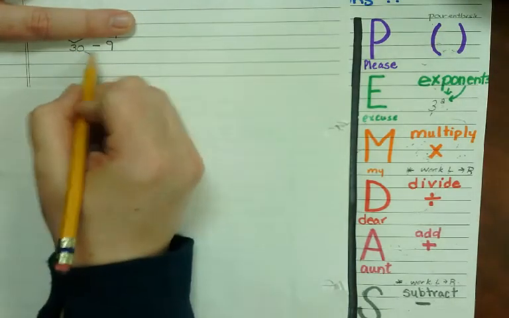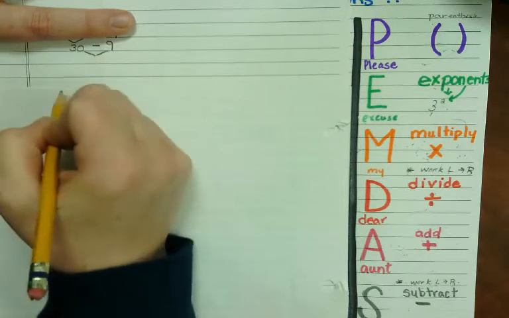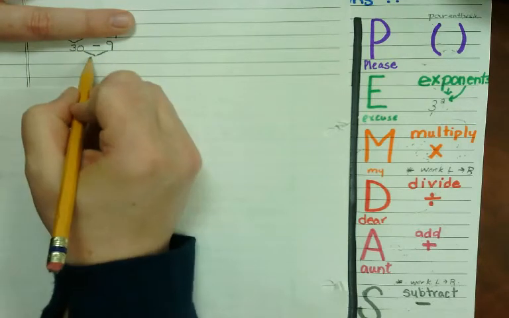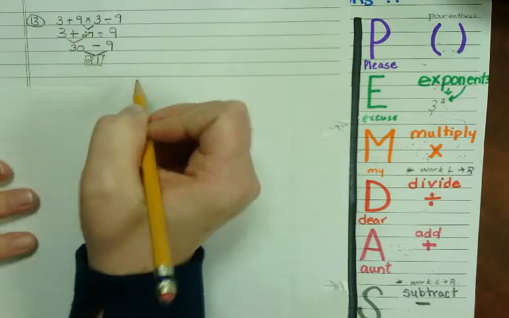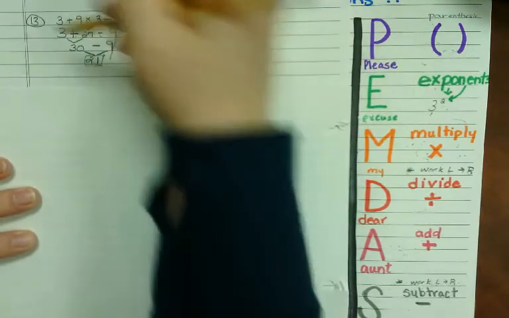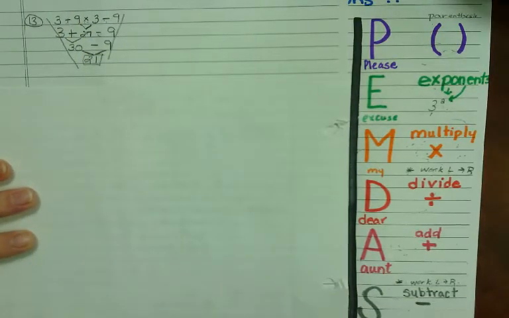Then there's no new stuff. We just have to do 30 minus 9. 30 minus 9 is 21. Boxed in my answer. I got the angle there, I got the angle there. So I've showed my work, how I'm supposed to show it.